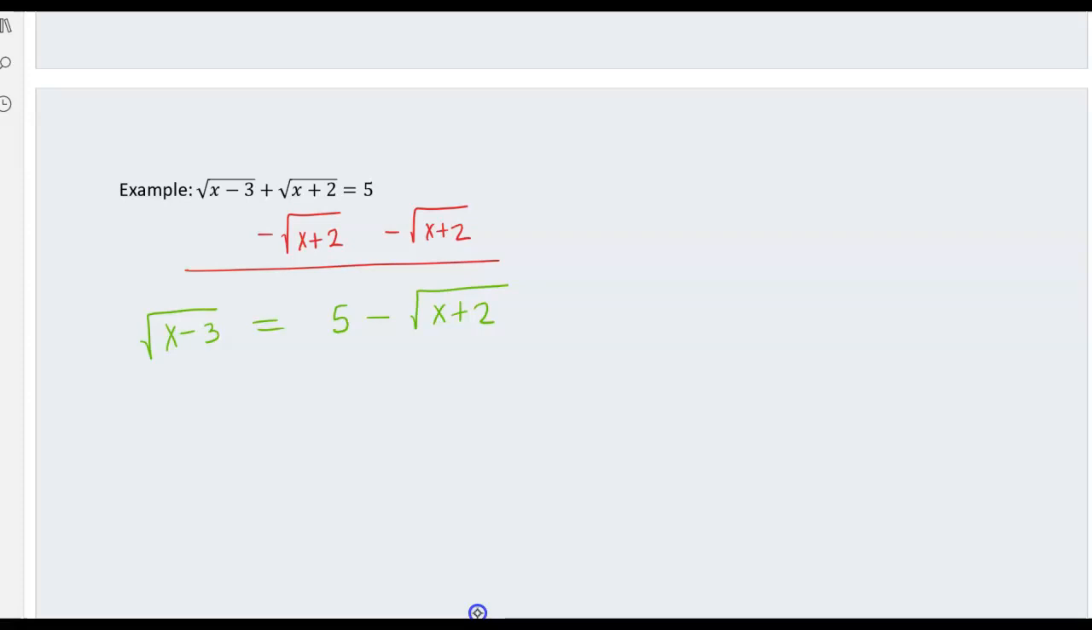Now, similar to the other problems that I've been doing, I will square both sides of this equation. And the left-hand side's pretty easy, right? That's just x minus 3. It's the right-hand side that now has become complicated.